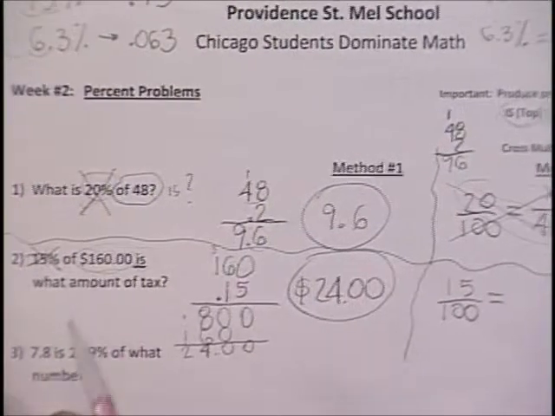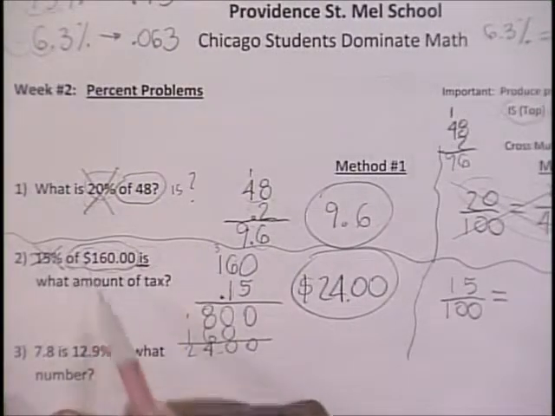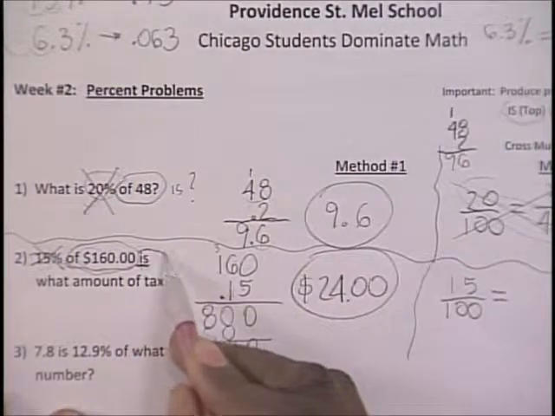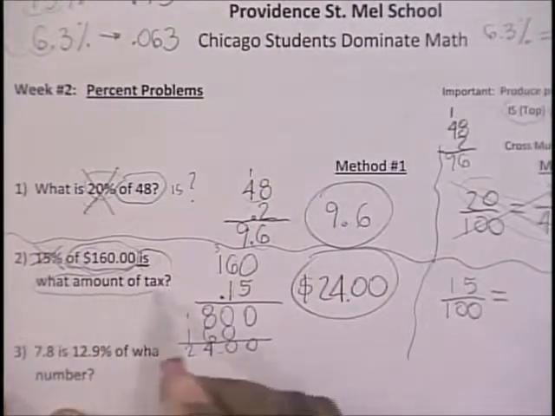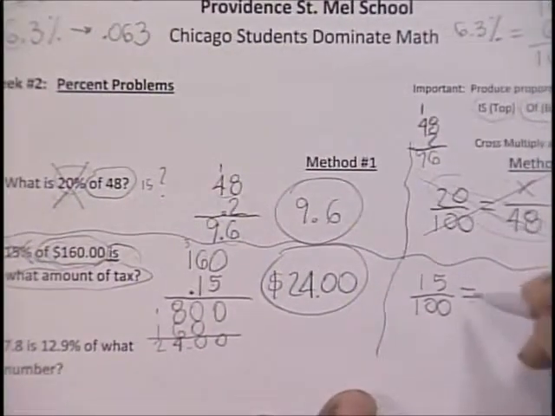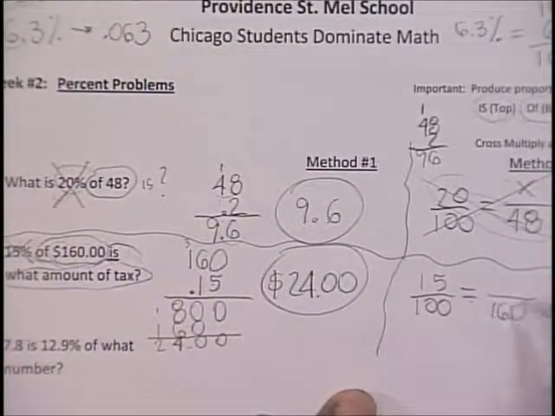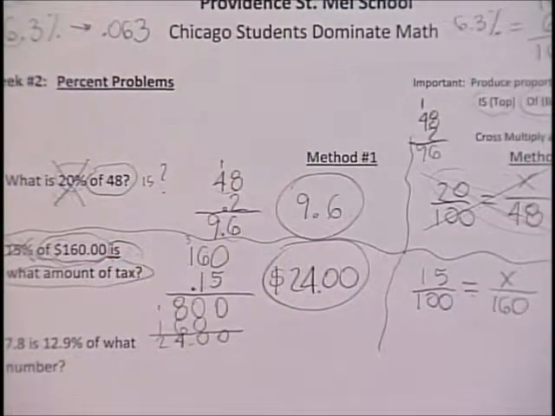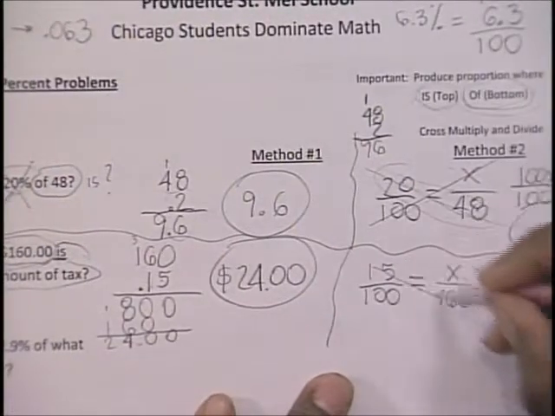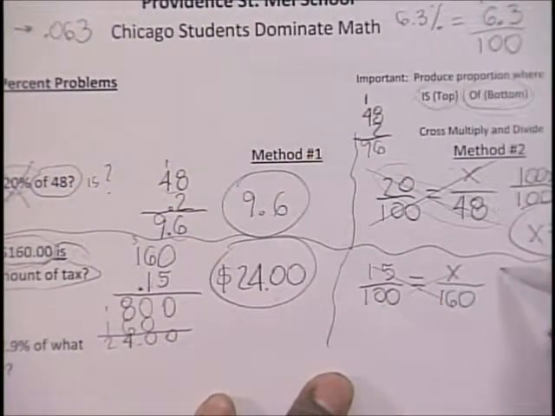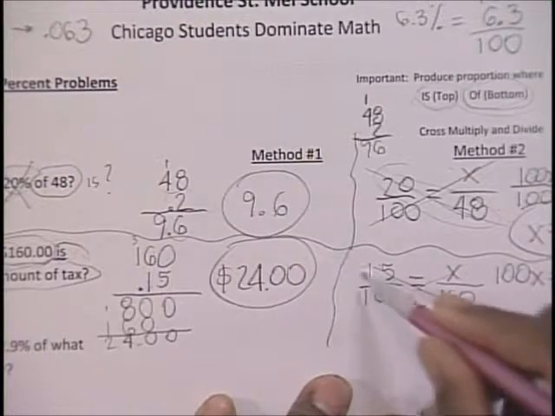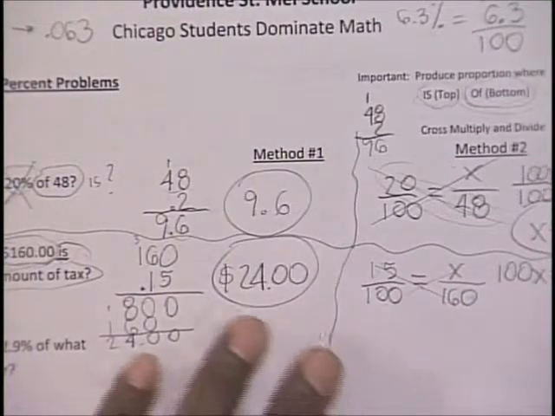We dealt with that already. Of 160. That tells you where the 160 goes. Of 160 is what amount? The is unknown. So you're going to put the 160 at the bottom. The is, which is unknown, you're going to put at the top, and now you've got a proportion. All right, so now let's cross multiply. 100 times x is 100x is equal to 160 times 15.